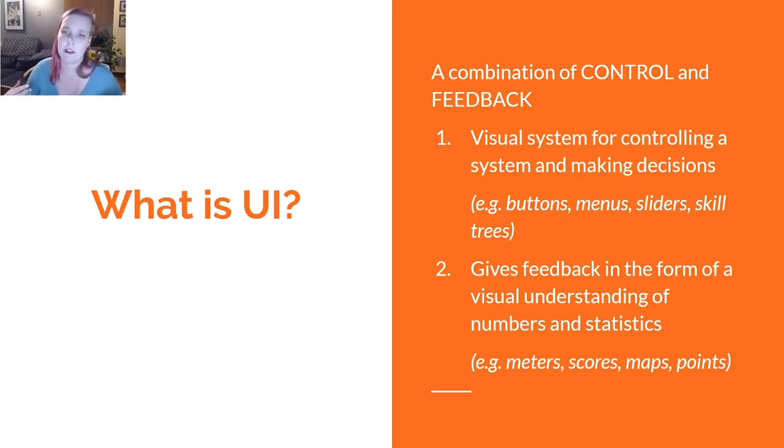And then the other place that the UI fits in is in the feedback. So lots of UI elements are not under the player's control. As we saw with Ori, there are lots of things that are for information only, like a health meter or an ammunition counter, but they display valuable information that the players need to know about on an ongoing basis. So things like meters, scores, and maps and points are all feedback.